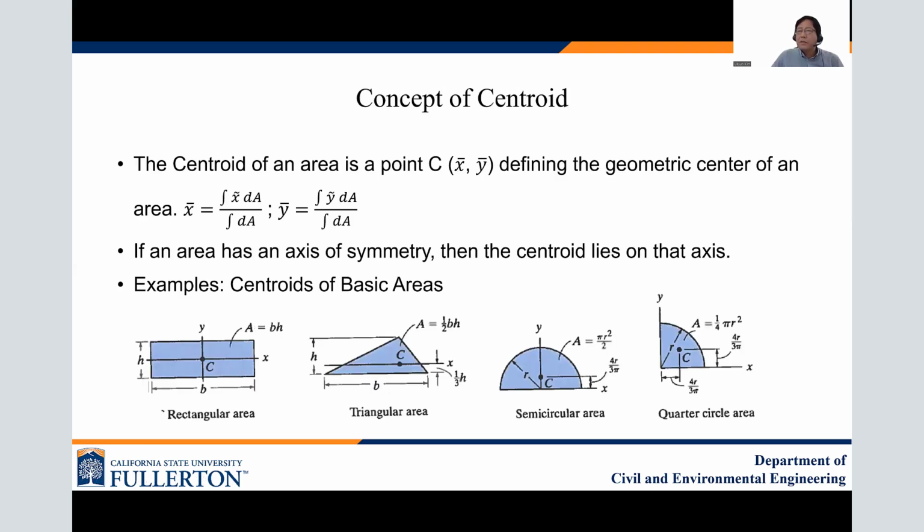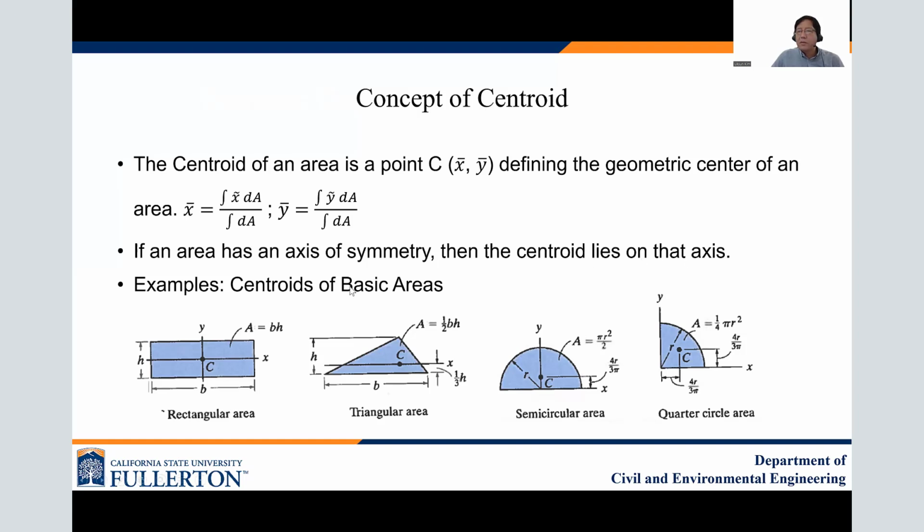This slide provides the concept of centroid. The centroid of an area is a point C, x bar and y bar for the two-dimensional case, defining the geometric center of an area. So this is the equation to find the x bar, and this is the equation to find the y bar, using integration. If an area has an axis of symmetry, then the centroid lies on that axis.